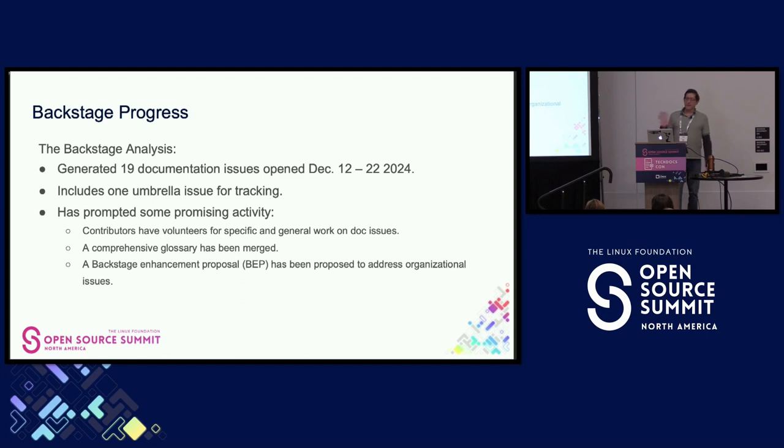So we did this. I finished this in December, and I generated 18 issues in GitHub in the Backstage repository, plus one tracking issue, an umbrella issue that has a checklist essentially of all the other issues. So that was the end product. And then what I'm here to report on is to say that we have gotten a little bit of traction now from contributors who are interested in taking on some of these issues. So it's very encouraging, right?